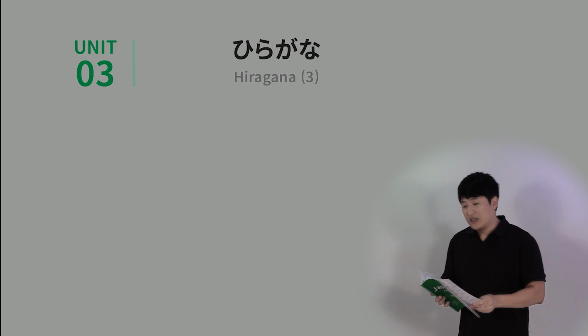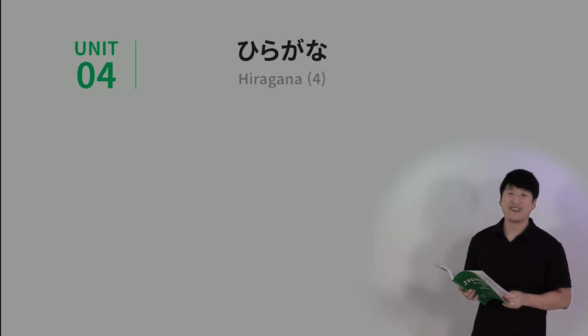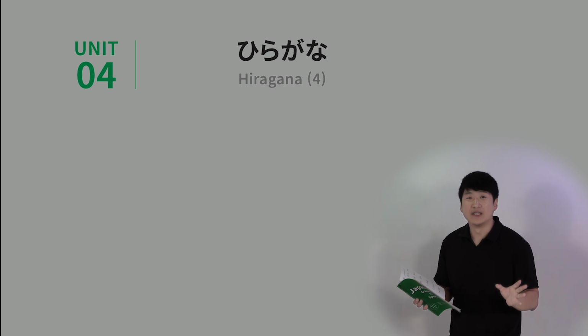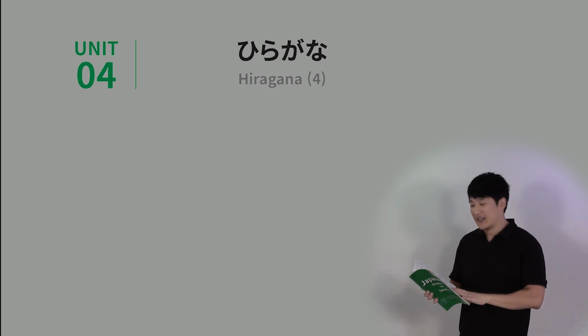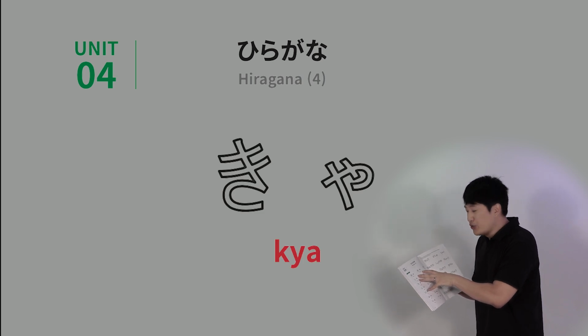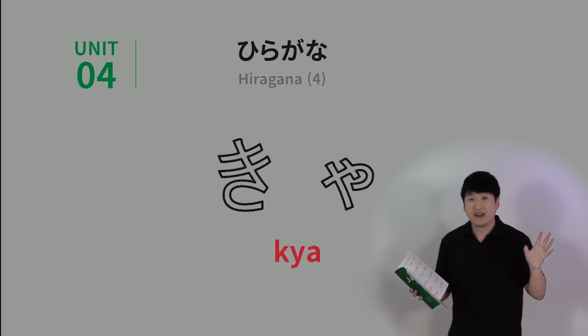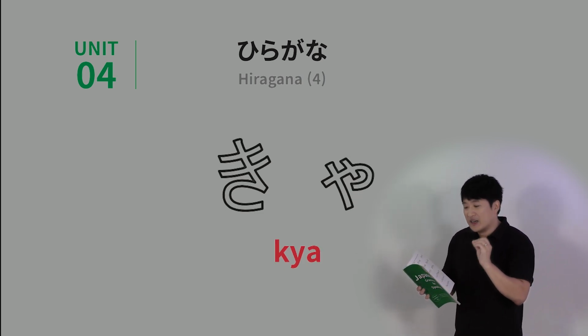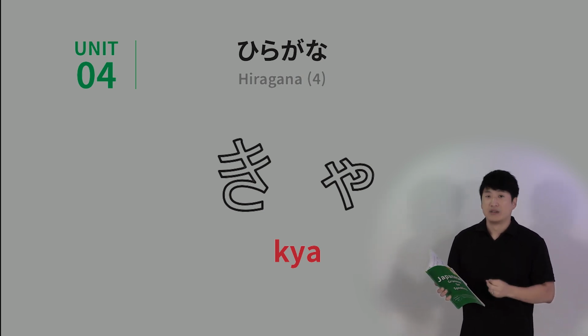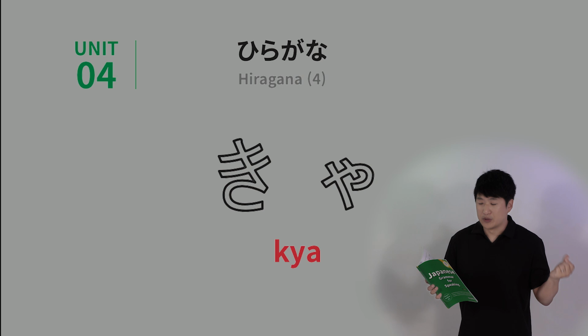Alright, if you see Unit 4, there's another hiragana. Be patient because we're almost done reading hiragana. There's little ya, yu, yo. The first letter is big, but the next letter is small. We call it yoon, but we don't have to remember this word.